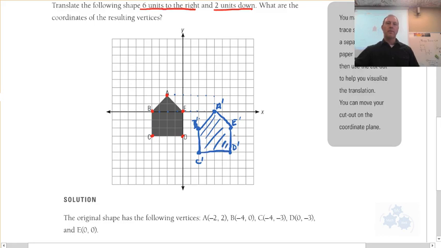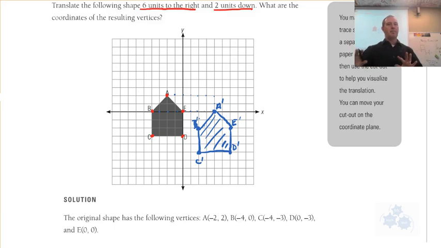Okay? Maybe my lines look a little thick, but it should be the exact same shape, the same size, even oriented the same way, right? Nothing is rotated. And so it's just a slide and a slide. It's a translation.